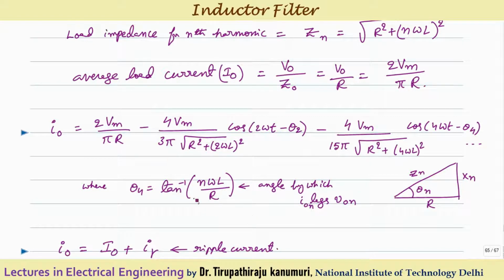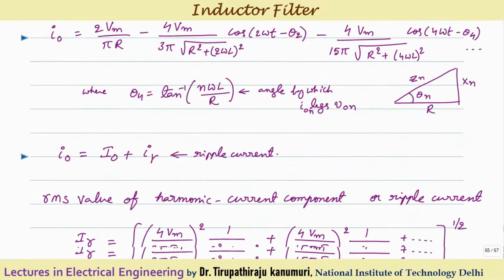So that's why this theta is tan inverse of, for the nth harmonic, n omega L divided by R. Xn is n omega L. So this indicates the angle by which I0 is lagging behind the V0n, because we know for the inductive load the current lags the voltage. That's why I have written minus theta 2. I hope this is clear to you.